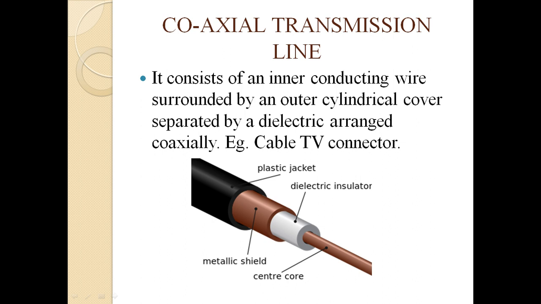This represents the second conductor, conducting cylindrical cover. These two are separated by a dielectric insulator. All this setup is inside a plastic jacket. You can see these type of coaxial transmission lines in TV cables. It connects with a set-top box.